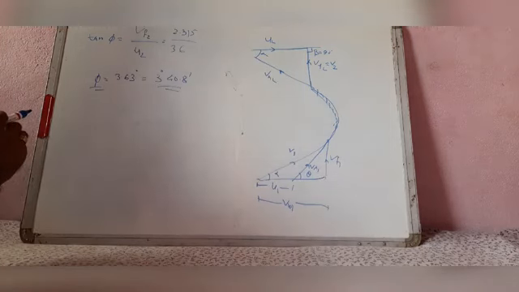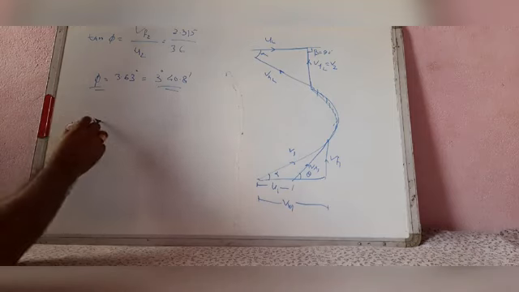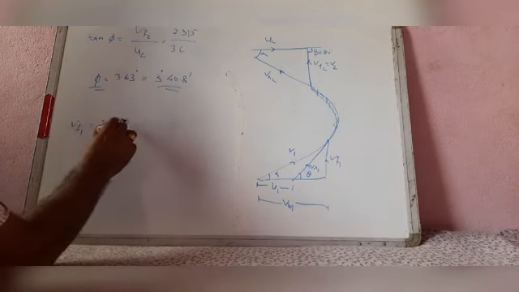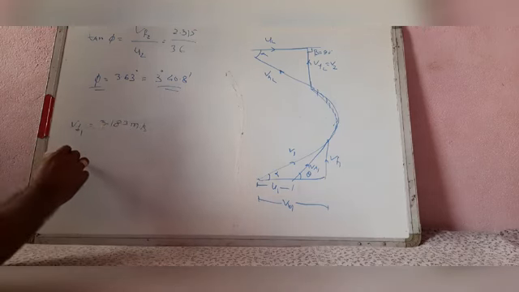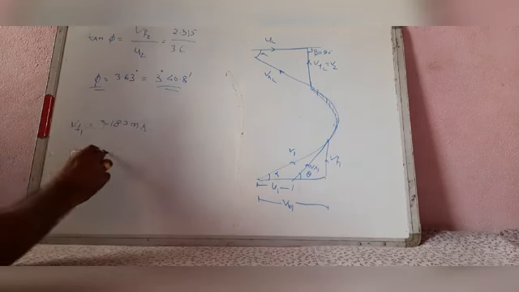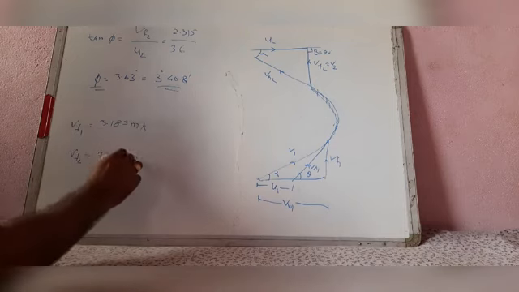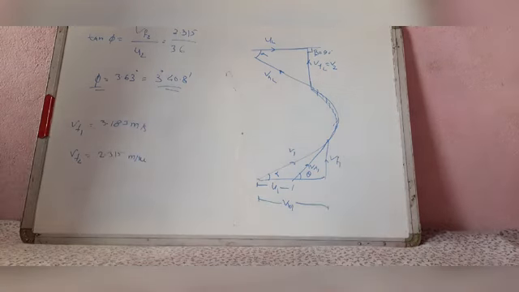Now the velocity of flow at inlet and outlet: VF1 equal to 3.183 meter per second and VF2 equal to 2.315 meter per second. So you have to solve more and more numericals from question papers.